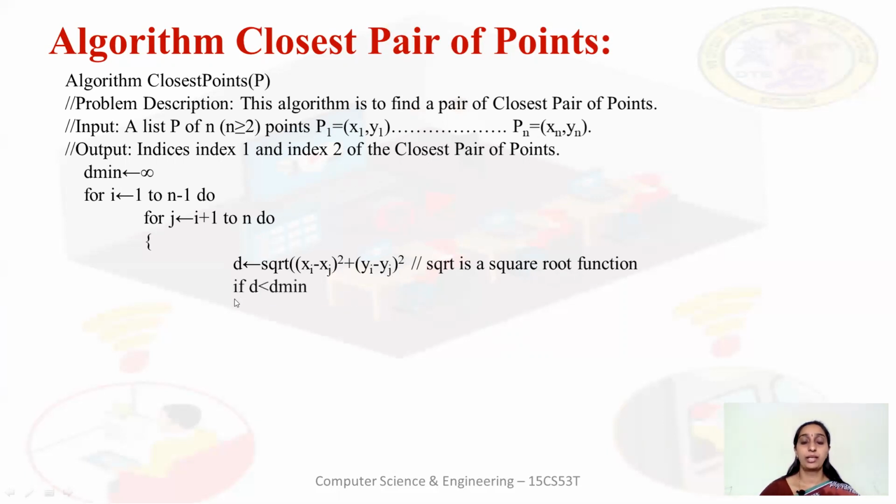Okay. Then if d is less than d min, okay, whatever new Euclidean distance we have found between the two points, if it is less than our d min, then we change the d min, that is, we replace d min with this new distance d. Okay, we will store the value of d in d min, and index 1 is equal to I and index 2 is equal to j. So this is done in the two for loops. Okay, inner for loop and the outer for loop, I loop and the j loop.